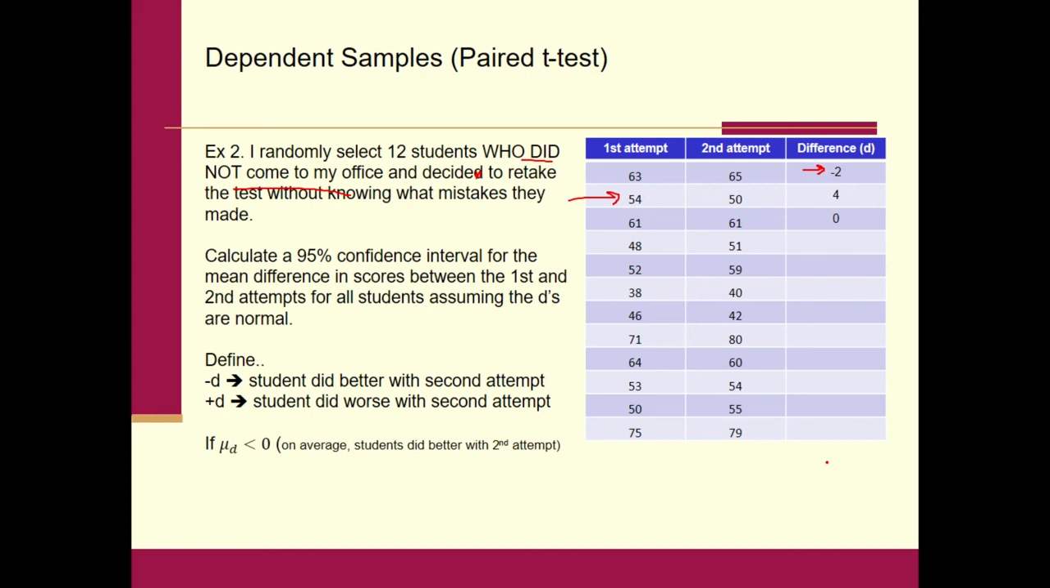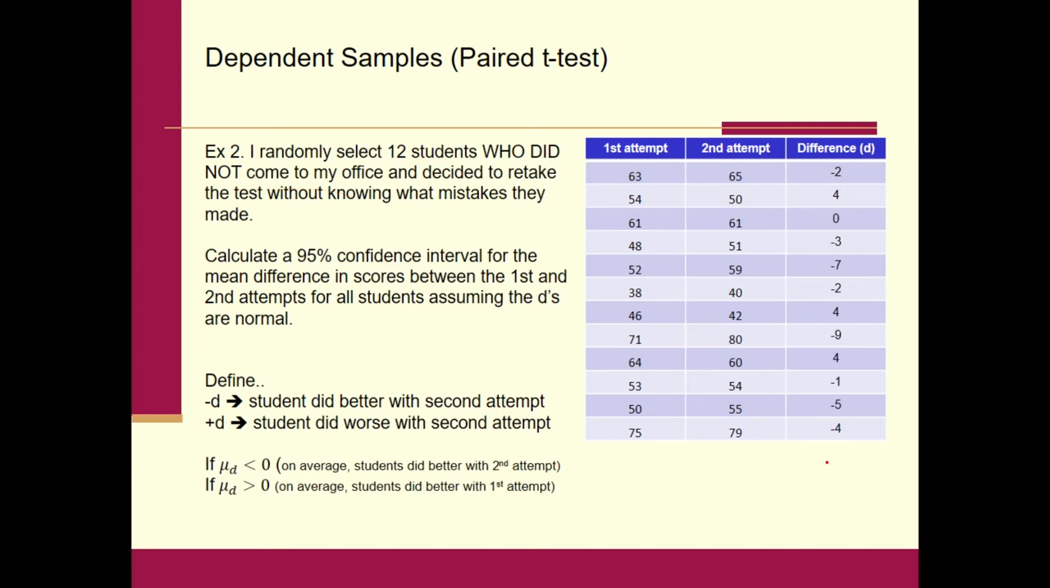So if mu sub D is less than 0, on average, students did better with the second attempt. Mu sub D is greater than 0: on average, for the entire population, students did better with the first attempt. That's what we're testing. That's what we're running a confidence interval for. Okay, I filled in the rest of the data there. All right, let's move on.